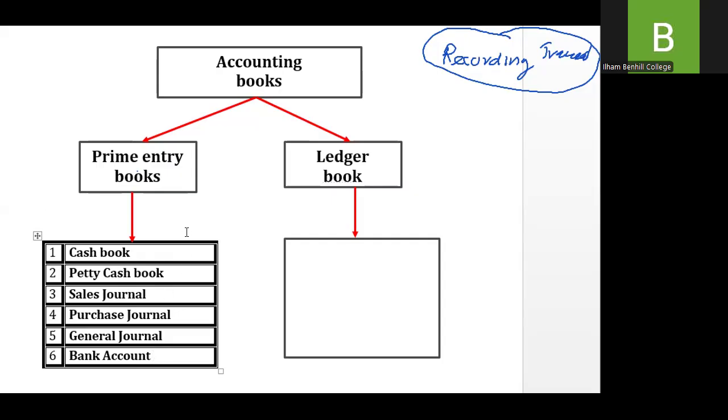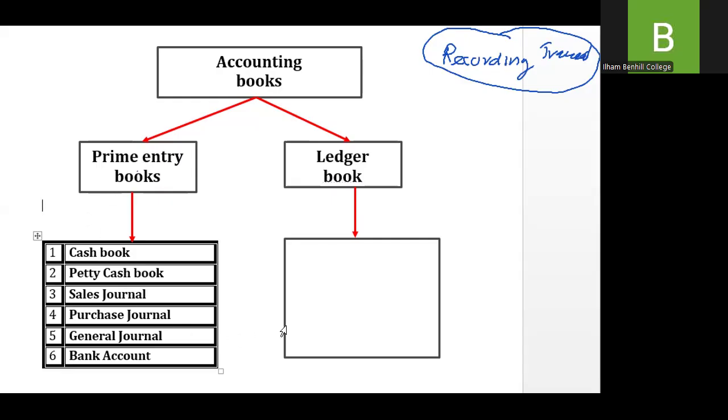So this is according to your syllabus, your grade 10 book, how they have classified the prime entry books, which is not a very good way of classifying according to modern accounting concepts. Anyway, we have to stick to what they have given you in the book. Got it? So now we'll ask a question.